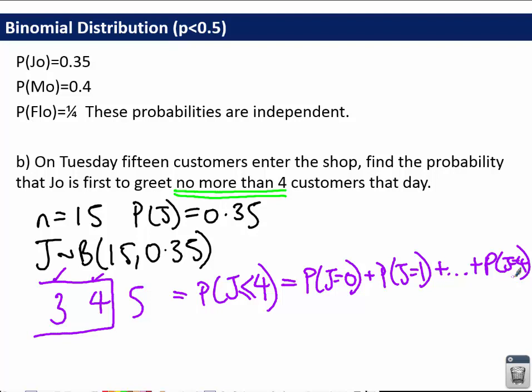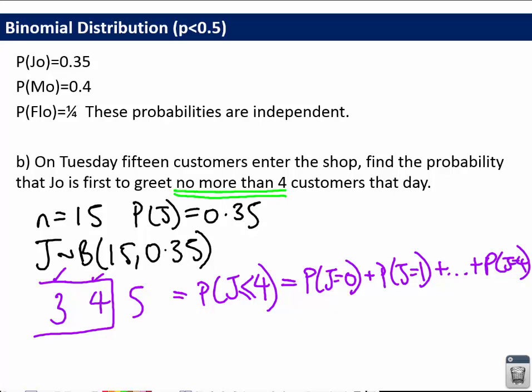So what you can do instead, and you would get the correct answer this way, is use the tables you have in the formula booklet. They're called the cumulative binomial distribution function. They are cumulative. So to work out the probability that J is less than or equal to 4, first we need to find the right table.